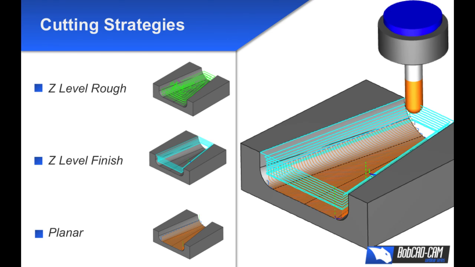The last one is planar. It's hard to say how to compare planar to another toolpath, so I came up with facing. When you face off a part, you deck it off and you get a nice consistent finish. Well, that's kind of what planar's like. You go back and forth. Planar is best for shallow areas of your part. So Z-level rough is to remove the bulk of the material, Z-level finish is to get the more vertical walls, and planar is to get the more shallow areas, okay?